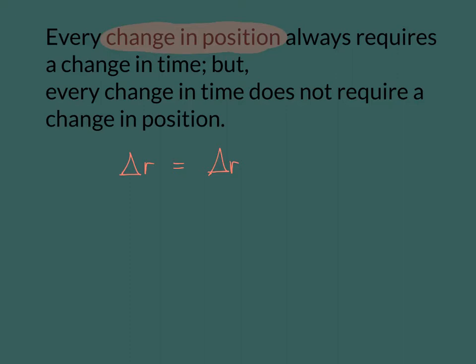All right. So I'm going to use delta R for change in position because position has so many R's in it. And it starts with P. Therefore, the sensible letter is R. Reason we don't use delta P is that's the symbol for momentum.